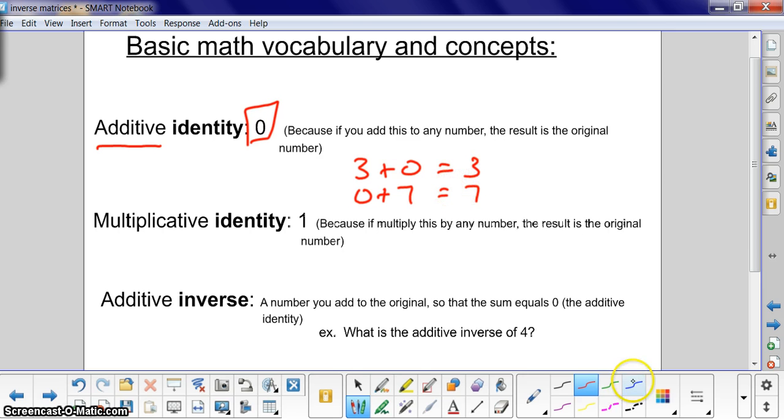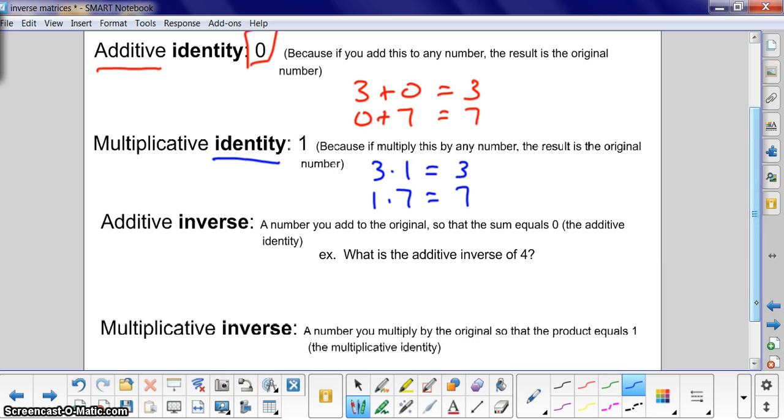And with multiplication, we have the same idea. The multiplicative identity is 1 because if I do 3 times 1, I end up with the same number. And if I do 1 times 7, I end up with the same number. So it's the identity because you end up as yourself. So 3 times 1 gives you 3, 1 times 7 gives you 7.